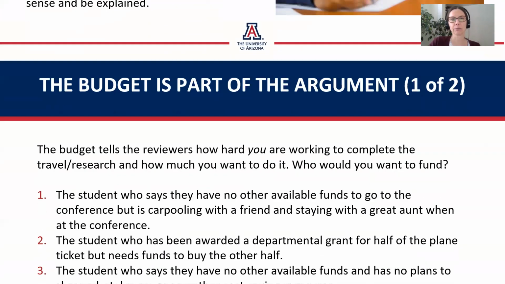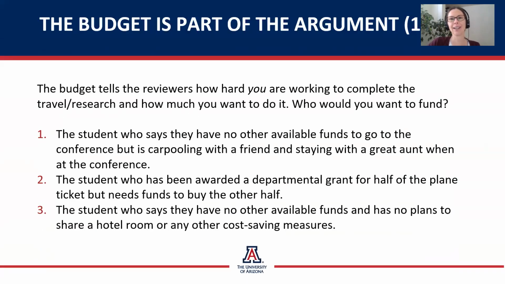Then the budget. In the case of this application, the budget is actually part of your argument. So I'm going to have you put a number in the chat. The budget is part of telling the reviewers how hard you are working to complete the travel and research, and also how much you want to do it. So I have 3 examples, and you could put 1, 2, or 3 in here. Who would you want to fund if you had to choose one of these?